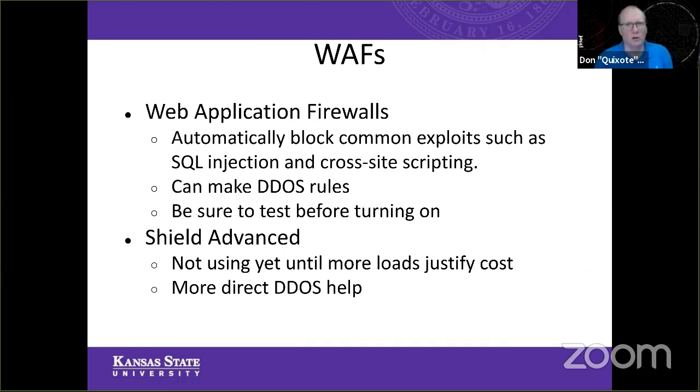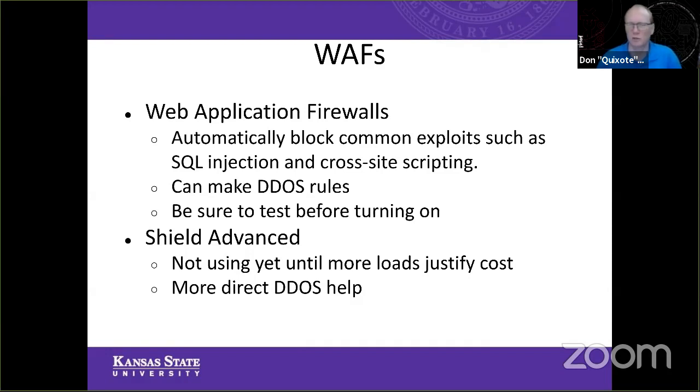Web application firewalls automatically block common exploits, SQL injection, cross-site scripting, etc. If you're encountering a DDoS, you can also put rules in there. The WAFs operate further away from your application and closer to the edges of the AWS infrastructure. So if you put DDoS rules into your WAFs, it will keep things from even entering your VPCs and clogging up any sort of limitations you have there. They really protect you and insulate you.